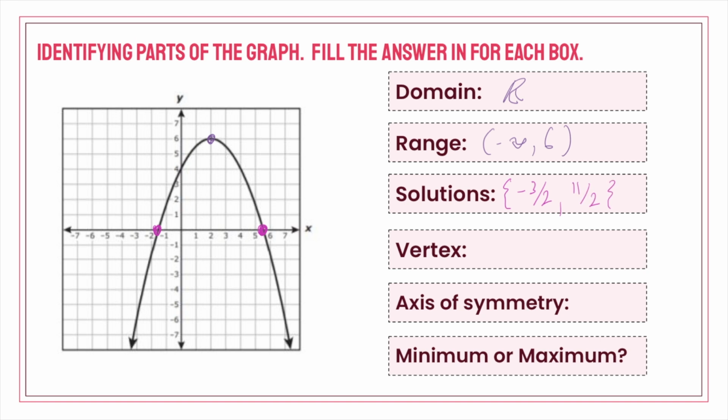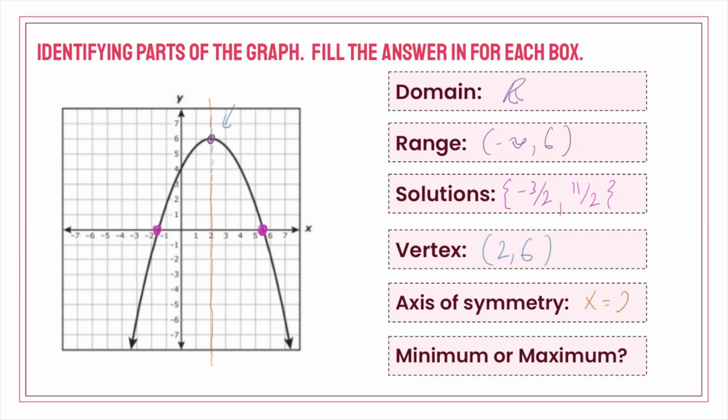Now we need to identify our vertex. So again, that's the point where our parabola turns around. In this case, it's going to be at (2, 6). Our axis of symmetry is going to be that line going through that vertex. So we're going to draw a line through the vertex here. And again, remember our straight lines that are vertical are going to be x equals. So in this case, x equals 2.